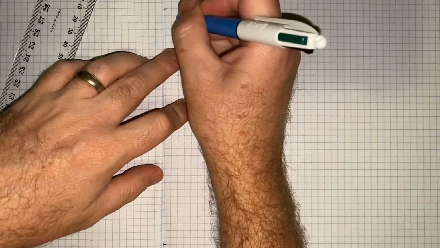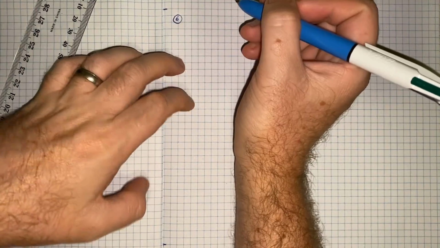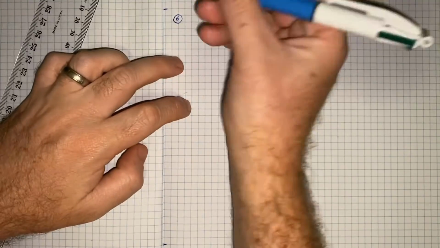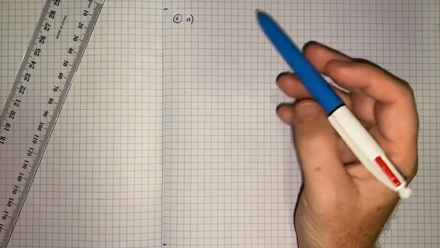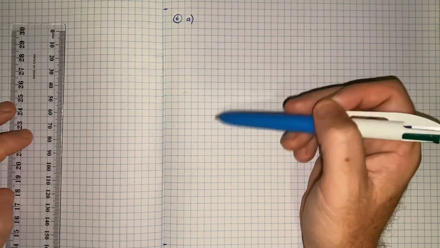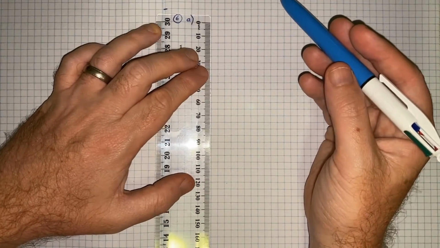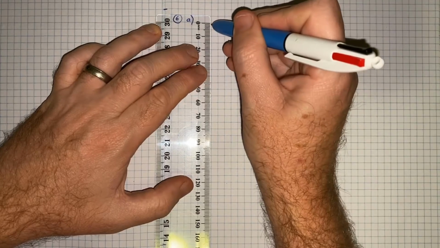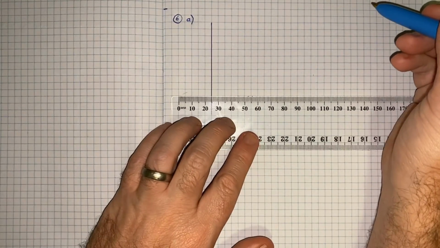Alright, so here we are doing question 6, and we'll start with part A, where we want to use slicing discs as the technique. So I'll just draw up the curve that we're dealing with. It's always a good place to start with these questions.